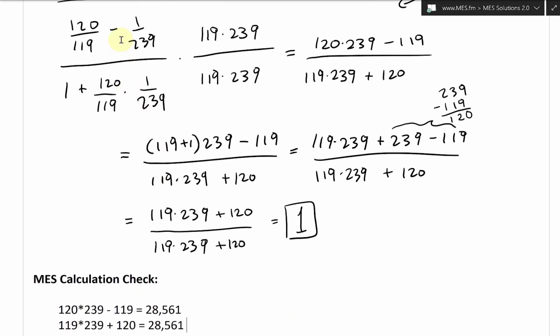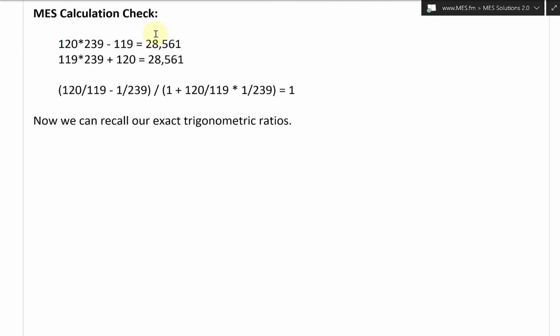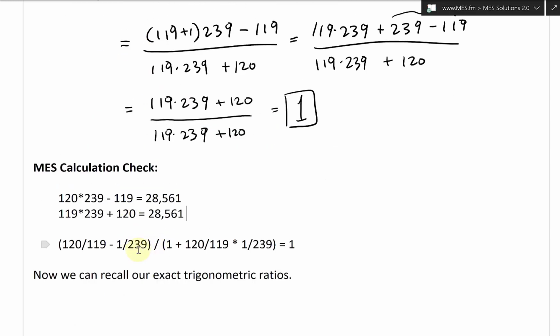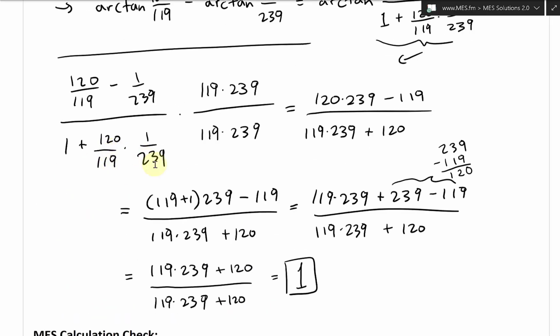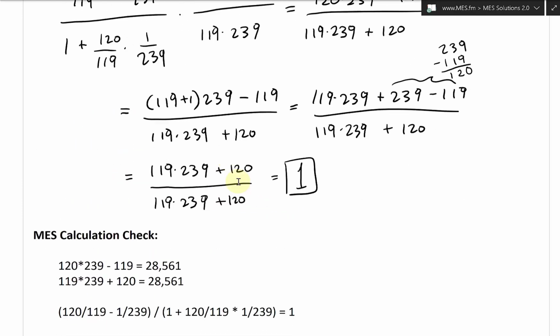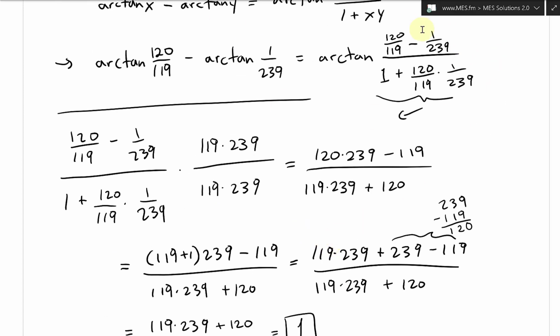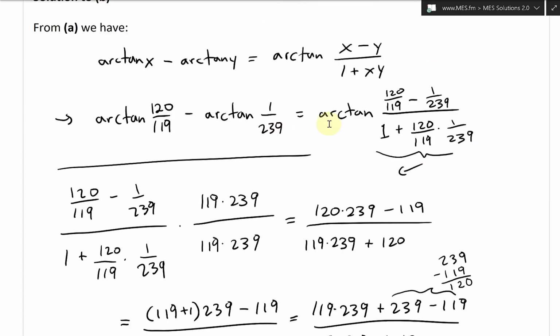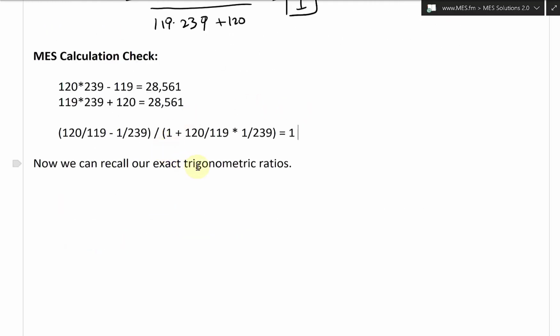And you can also just do it from the very start without any of these manipulations. So 120 divided by 119 minus 1 divided by 239, and then divide that all by 1 plus 120 over 119 times 1 divided by 239. You can see, press space, it equals 1, which is quite fascinating. So now that we have this equals 1, we can throw that inside there, and this whole thing becomes 1.